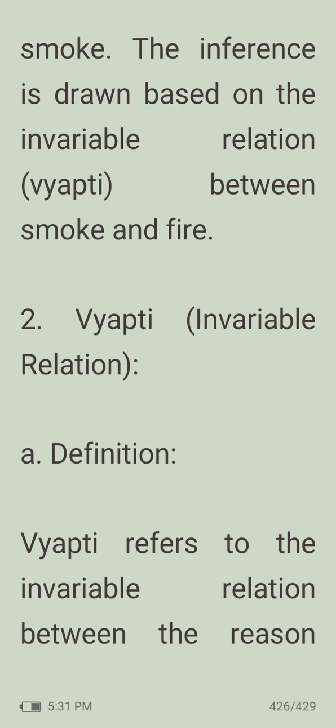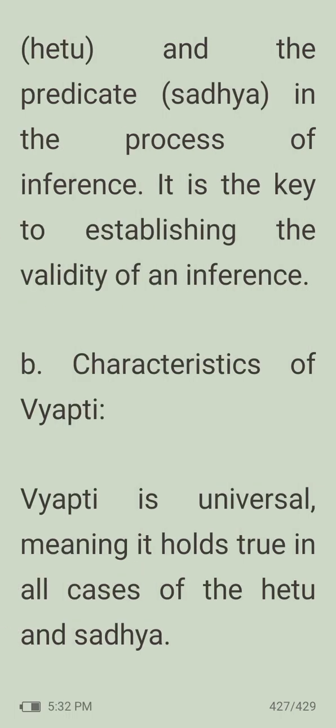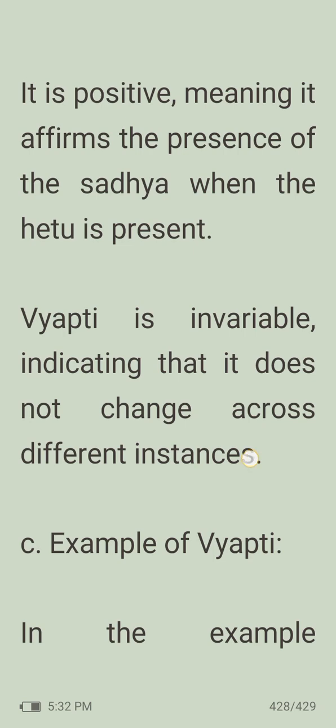So, Vyapti refers to the invariable relation between the reason and the predicate in the process of inference. It is the key to establishing the validity of an inference. Characteristics: it is universal, meaning it holds true in all cases of Hetu and Sadhya. It is positive, meaning it affirms the presence of the Sadhya when the Hetu is present. Vyapti is invariable, indicating that it does not change across different instances.